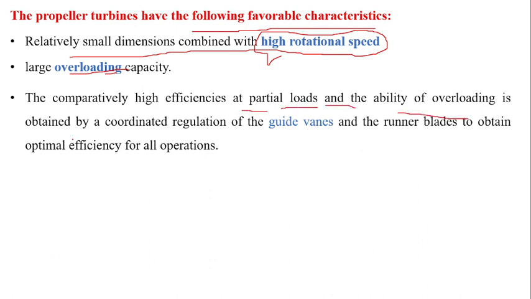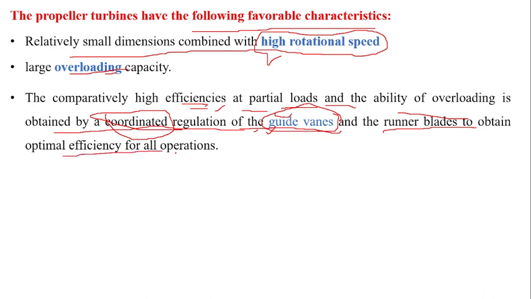The ability of overloading is obtained by coordinated regulation of the guide vanes and runner blades. The guide vanes are coordinated along with the efficiencies, so as per the water discharge they are easily coordinated, and the runner blades are also designed to obtain optimal efficiency for all operations. Optimal efficiency means giving a good efficiency at lower effort.